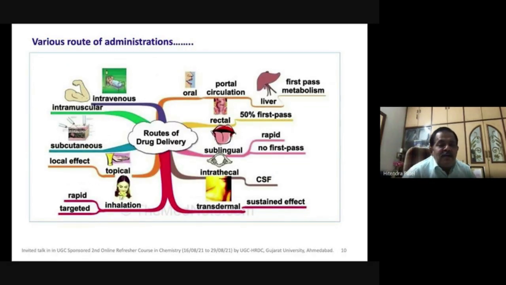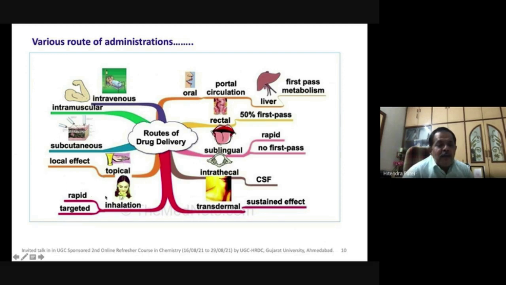You can easily understand the important terms of the routes of drug administration from the figure. Intravenous is one of the important routes, through the glucose bottle, where we provide the drug intravenously. Another is intramuscular, and the third is the subcutaneous way, under the layer of skin, where we have to take an injection. Another is the local effect, topical, where we just rub it on the affected area.